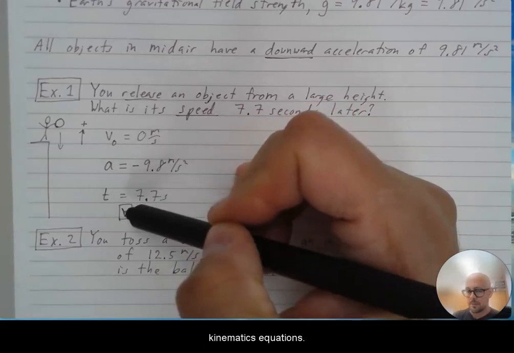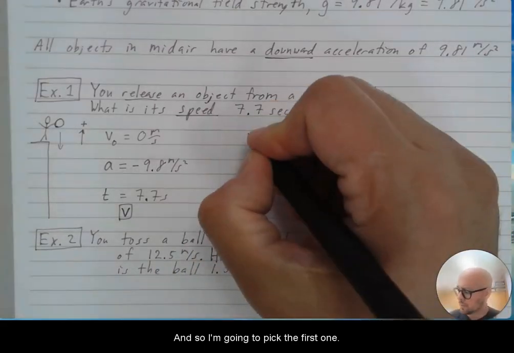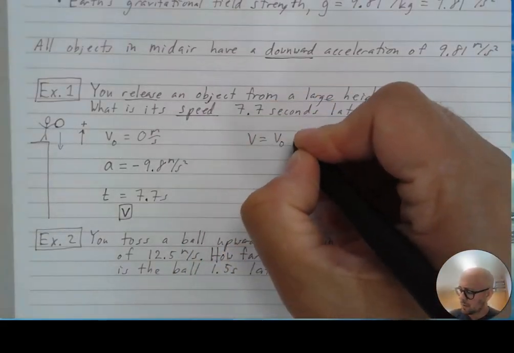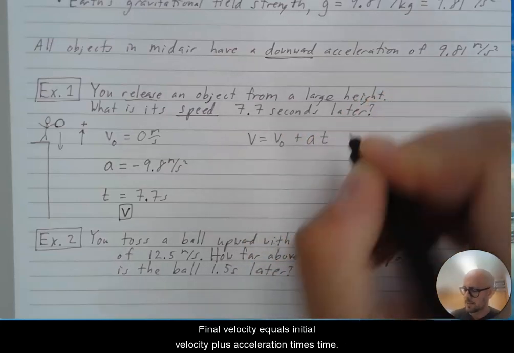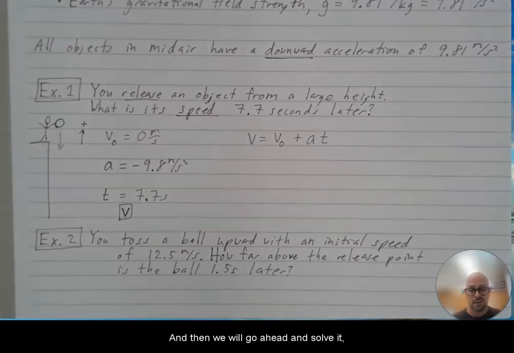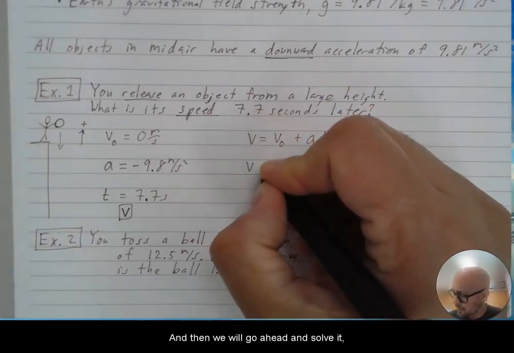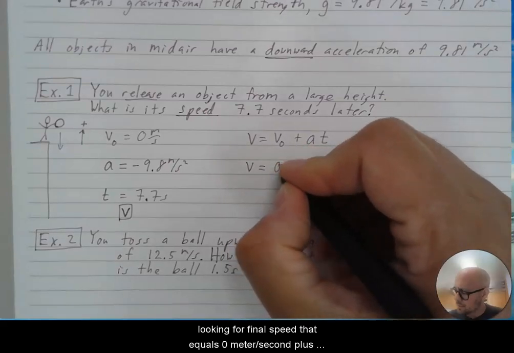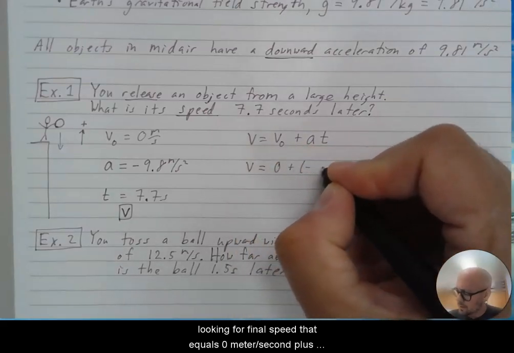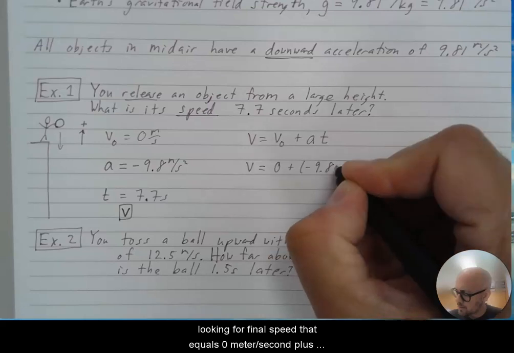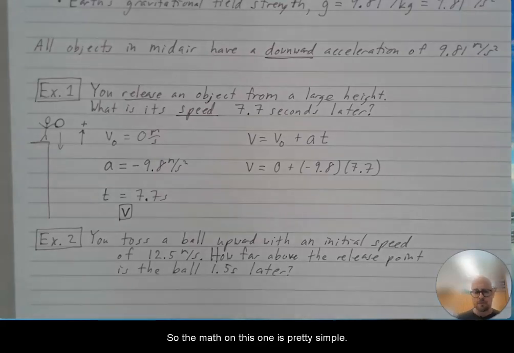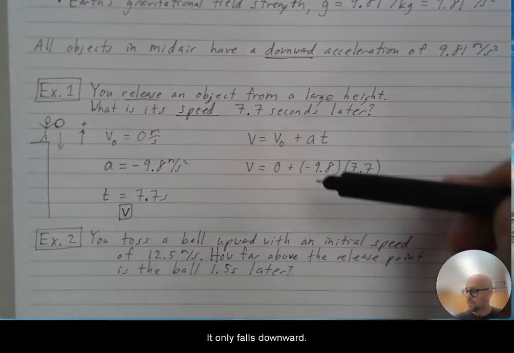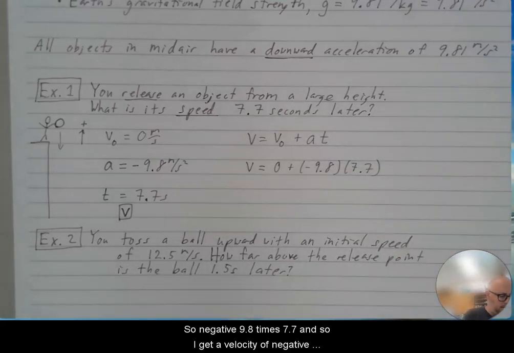I pick from the same set of kinematics equations, and so I'm going to pick the first one: final velocity equals initial velocity plus acceleration times time, and then we will go ahead and solve it. Looking for final speed, that equals 0 meters per second plus negative 9.8 times 7.7. So the math on this one's pretty simple. It only falls downward, so negative 9.8 times 7.7.